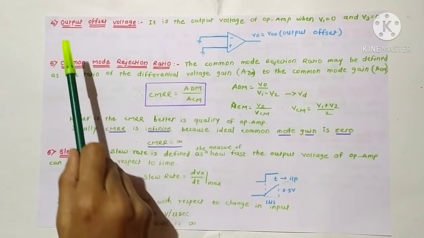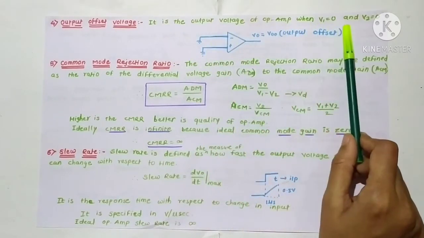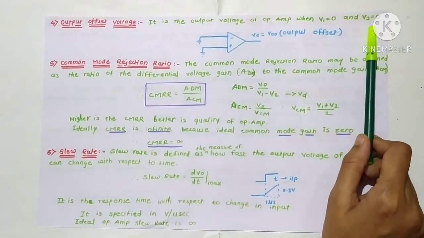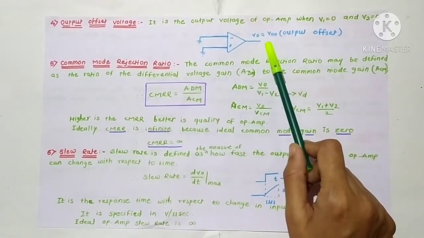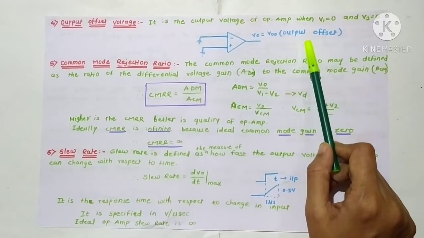Next is the output offset voltage. It is the output voltage of an op-amp when V1 and V2 are both 0. This output V0 is nothing but the output offset.